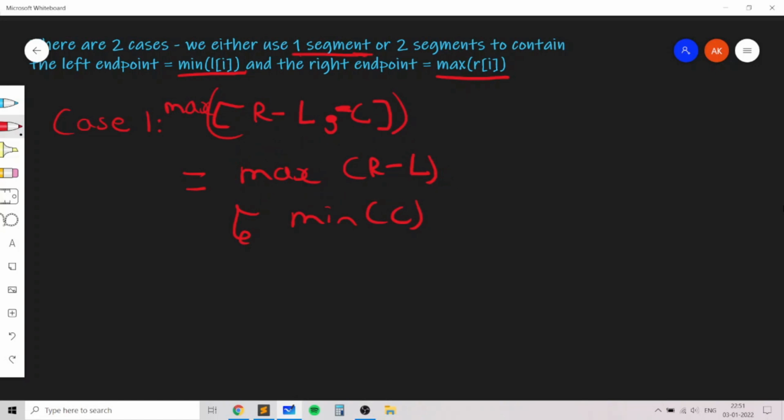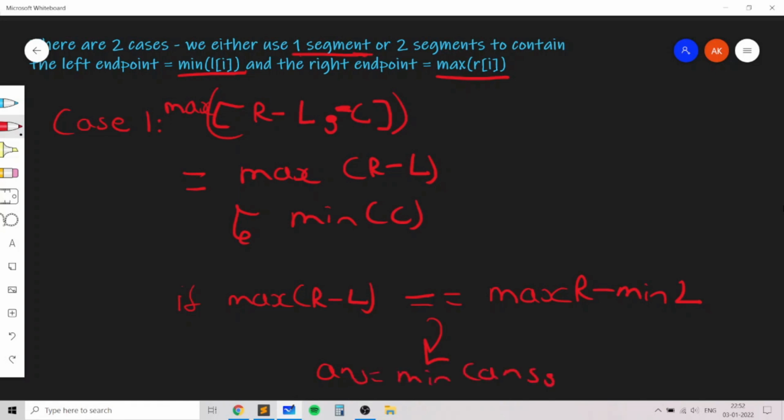And we know that if this first max of R minus L, which is the first value in this pair, is equal to max R minus min L, then we know that we have the maximal segment. In this case we will set answer to be the minimum of answer and the particular value of C, which is given by the second quantity in the pair. So that's the first case.